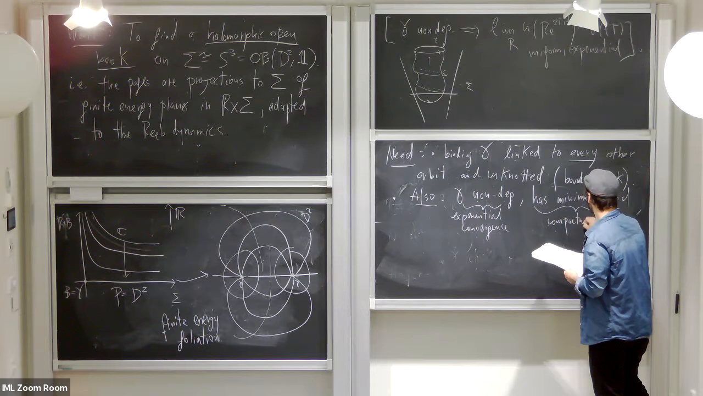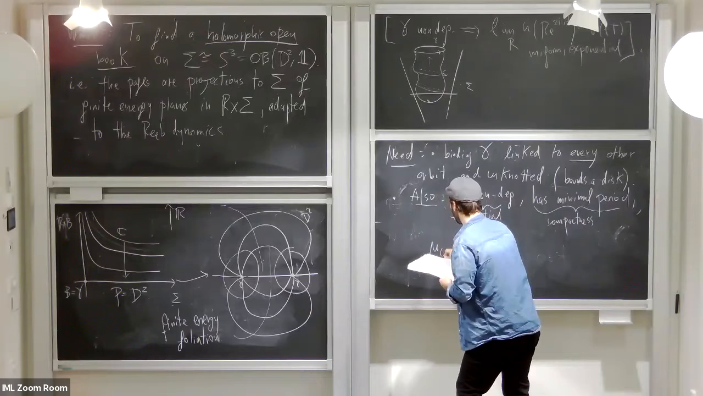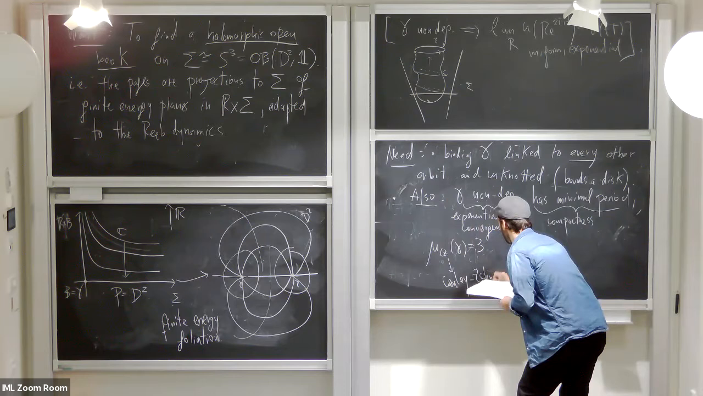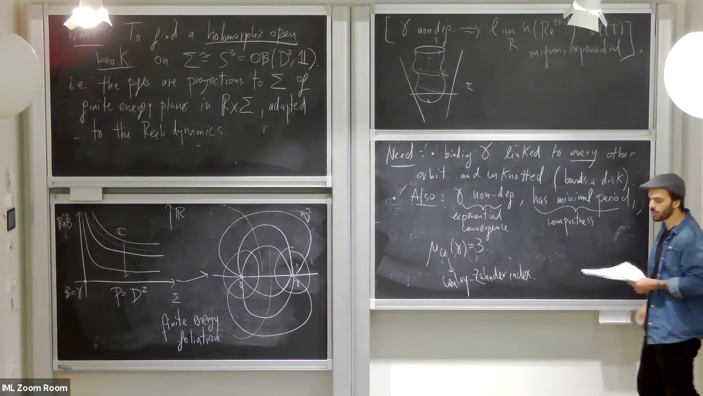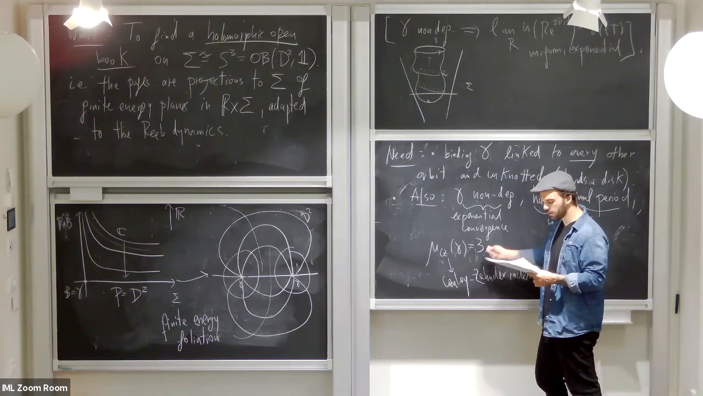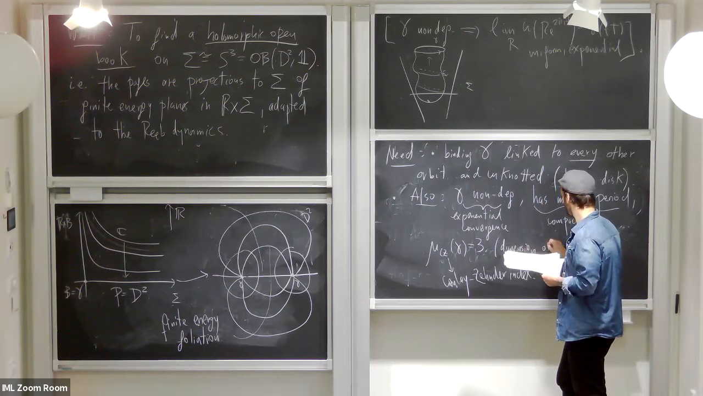And you would also like to have the Conley-Zehnder index of gamma equal to 3. This is the Conley-Zehnder index, which I haven't defined for you and I won't, but it is some sort of winding number attached to every closed Reeb orbit. In principle, it depends on some trivialization, but in the case of S^3, because there's no pi_2, it does not depend on any choices. The fact that I want it to be 3 has to do with the dimension of the moduli space of planes.